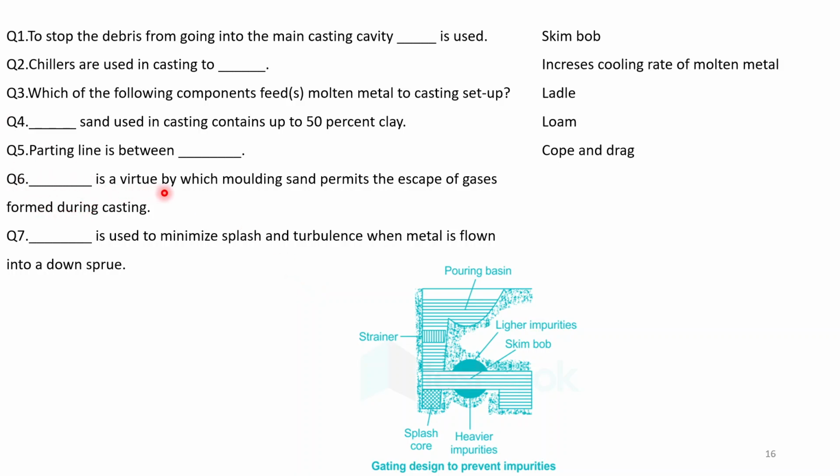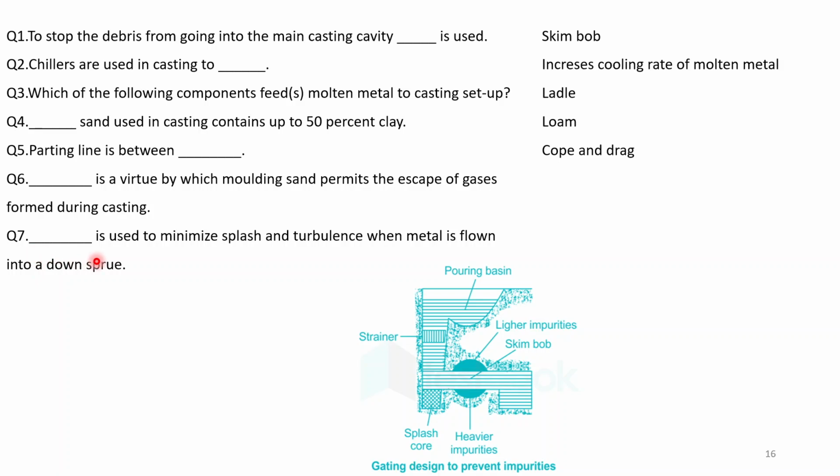Next, blank is a virtue by which molding sand permits the escape of gases formed during casting. So because of the porosity that is there in between the sand particles, that is a particular property called permeability. So that is the virtue by which molding sand permits the escape of gases. So there should be sufficient permeability in sand for a sound casting.